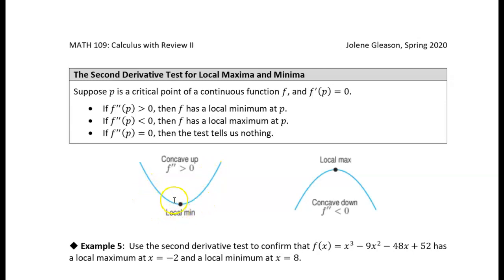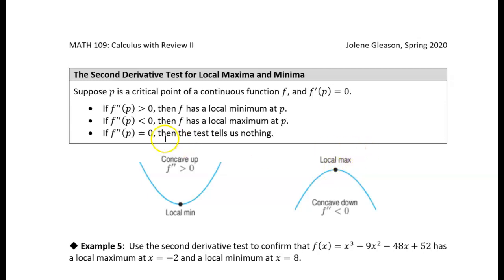And if the value of the second derivative at the critical point is greater than 0, meaning it's concave up, then we're going to have a local minimum. If the value is less than 0, which means it's concave down, then you can see we're going to have a local maxima.